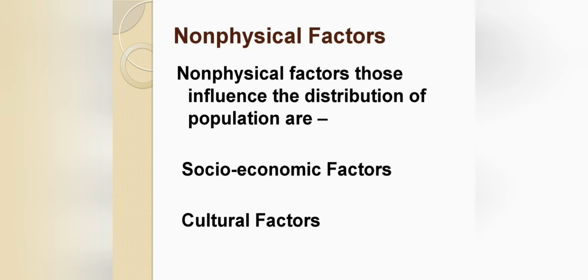So now students, we can see the non-physical factors. Previously we have seen the physical factors like the landforms, climate, water, soil, mineral and power resources. Okay, so here we can see the non-physical factors. Some of the non-physical factors are also responsible for the distribution of population. So these are socio-economic factors and the cultural factors. Okay, so let's proceed in an elaborated way of these two factors.